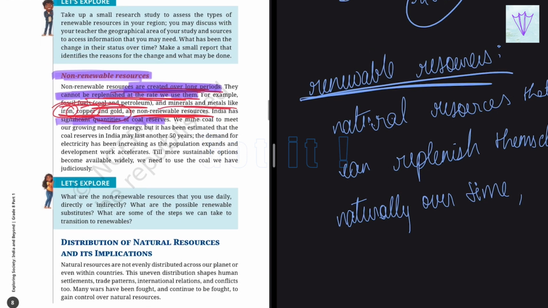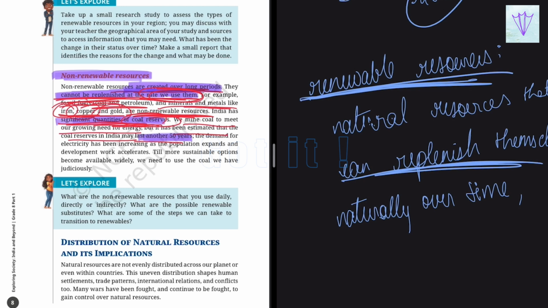So here there is a difference, that is renewable resources can replenish themselves, but non-renewable in the sense they cannot be replenished at the rate we use them up. And India has significant quantities of coal reserves. So we mine coal to meet our growing needs for energy, but it has been estimated that coal reserves in India may last only another 50 years.